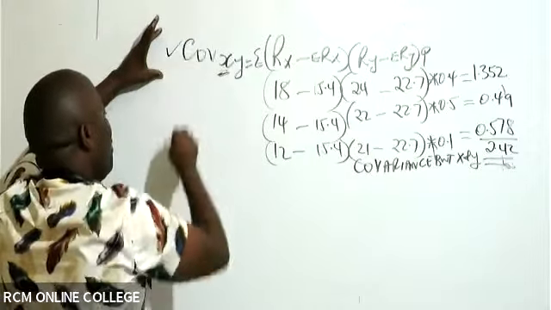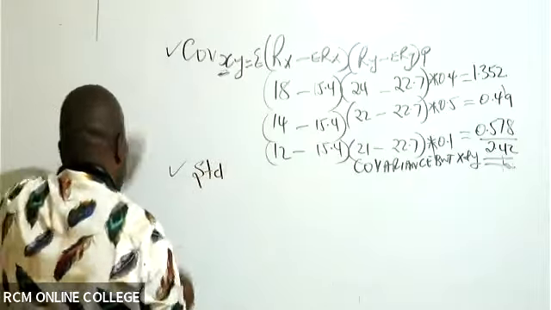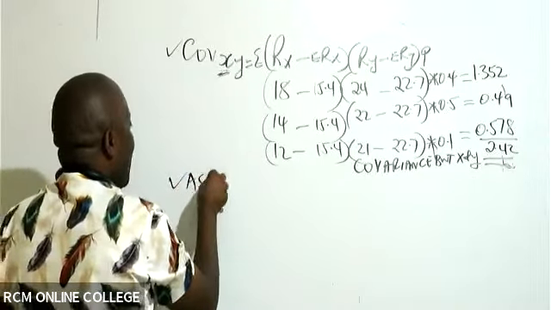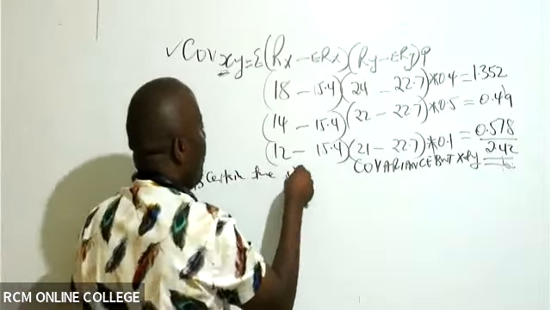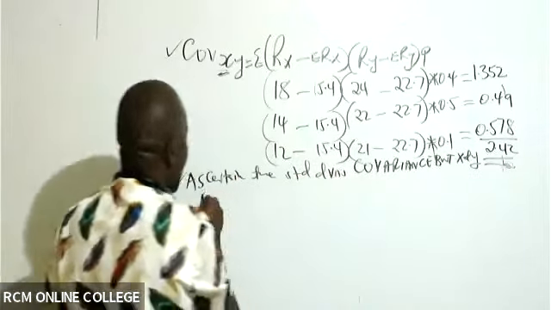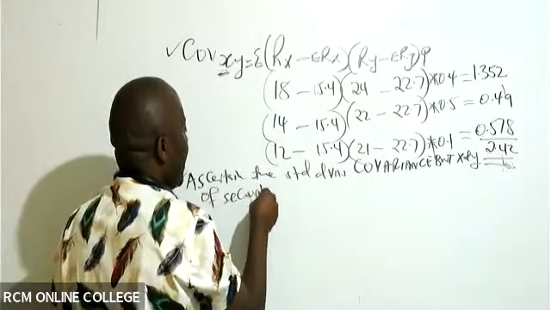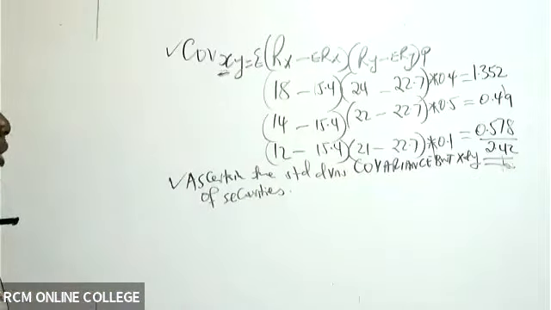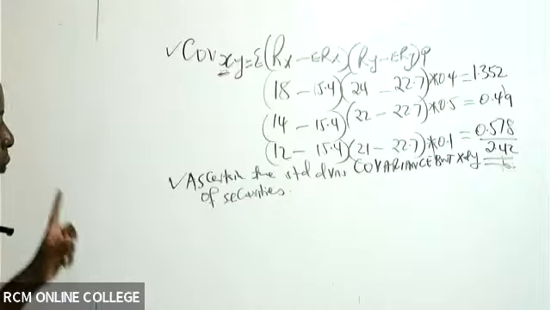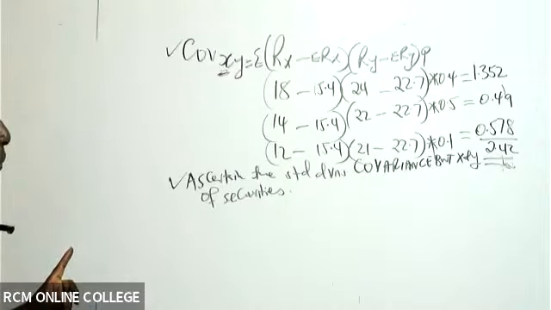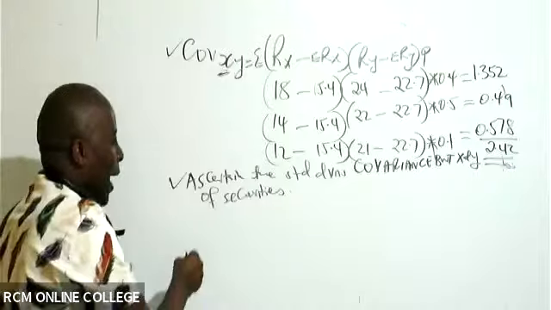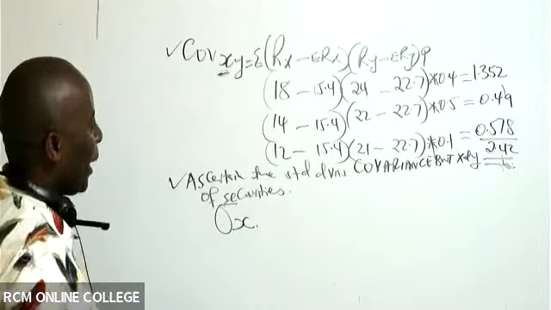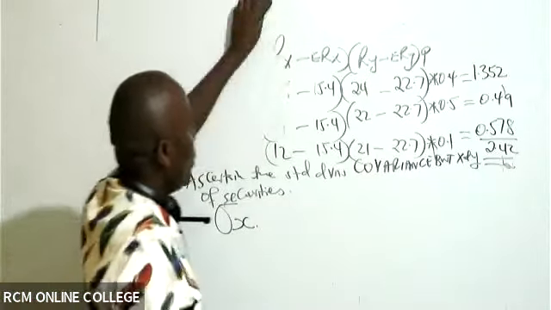The second thing that you shall be doing is to ascertain the standard deviations of securities. Number two, ascertain the standard deviations of securities. So we shall start with the standard deviation of X. Standard deviation of X, you write like this.